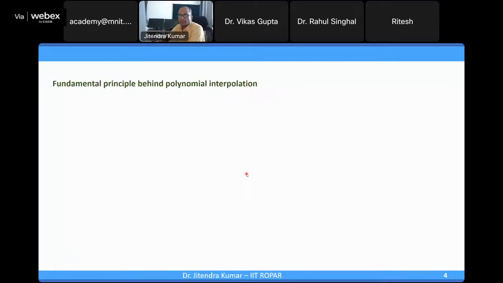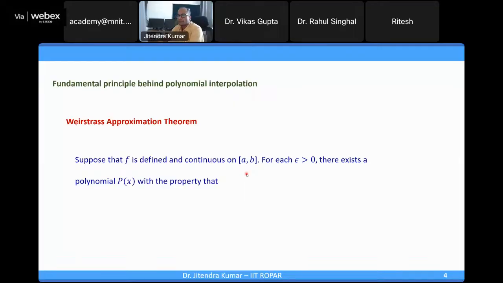The fundamental principle behind polynomial interpolation is this nice result, the Weierstrass approximation theorem, which says that suppose f is a function defined and continuous, so that we are talking about a continuous function on [a, b]. Then for each epsilon, however small, there exists a polynomial p(x) with the property that the difference between the polynomial and the function you can make as small as you like.